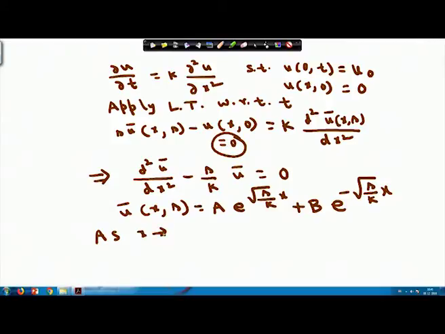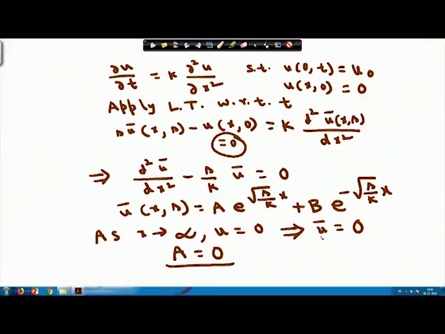Now, as x approaches infinity, the value of u will be 0. Since u equals 0, you can say that the value of u bar will also be 0. If you substitute in the earlier equation 1 that u bar equals 0 as x approaches infinity, from there you will obtain a equals 0. So, using this condition, u bar equals 0 as x approaches infinity, since u approaches 0.